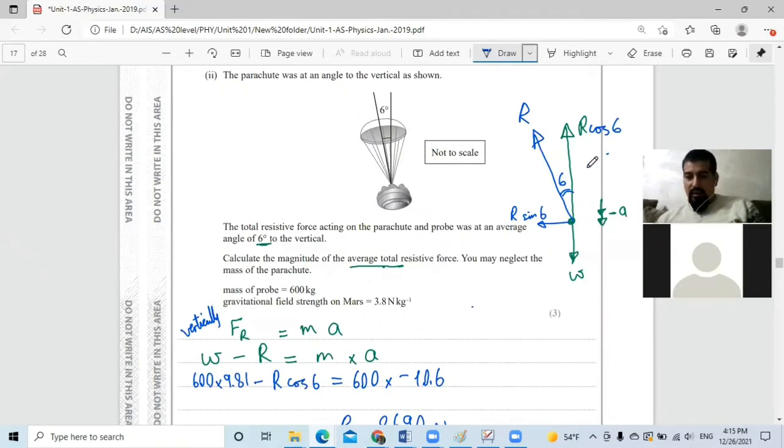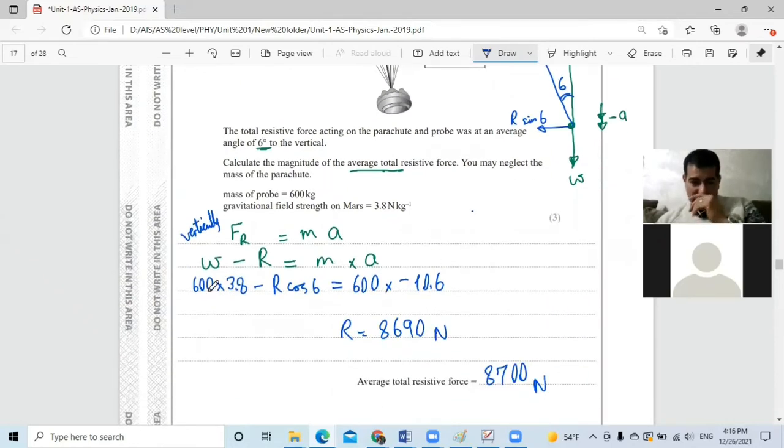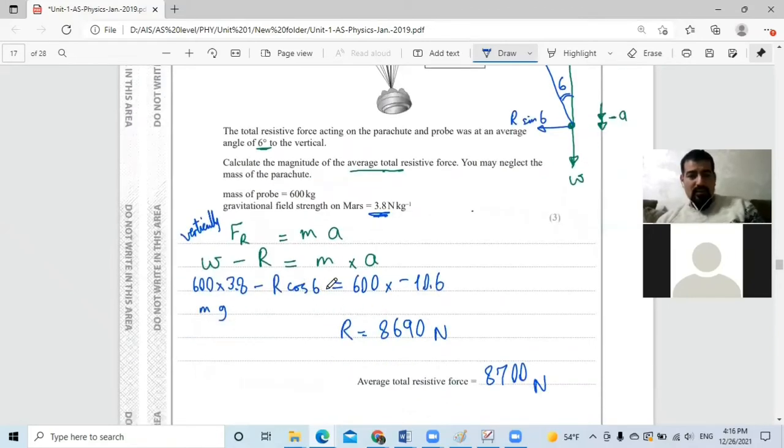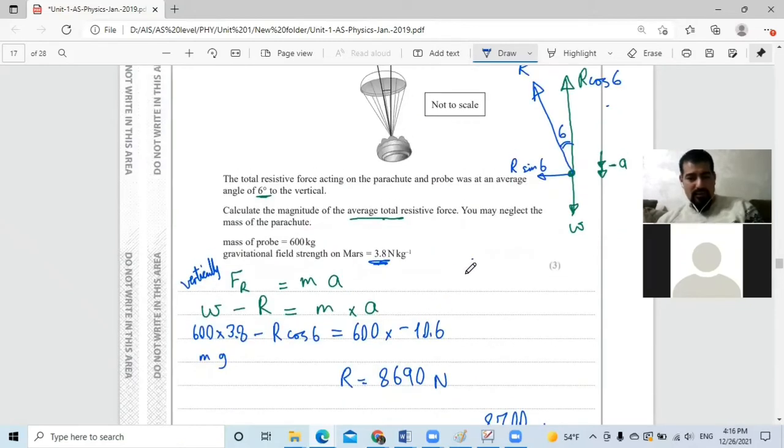So the acceleration here. Hamza reminds us that the gravitational field strength on Mars is 3.8. I'm sorry, I was very fast here. The weight is equal to the mass multiplied by the gravitational acceleration on Mars, which is 3.8, the gravitational field strength on Mars. And don't forget to write the negative sign for the acceleration, or the deceleration.